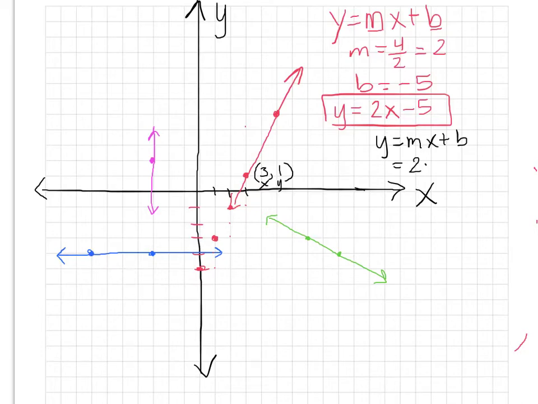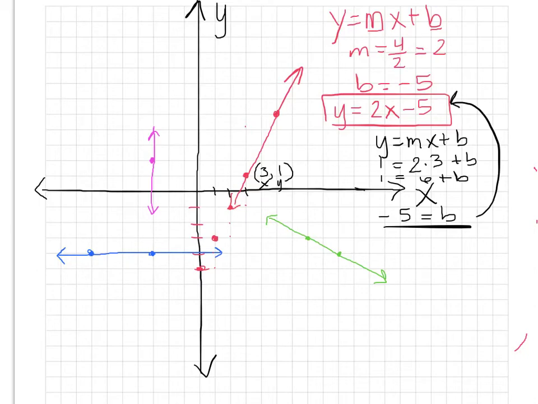So I'm going to plug my 3 in for my x, and I'm going to plug in my 1 for my y, and say plus b. And now I can solve for b. 1 is equal to 6 plus b. And in order to get my b alone, I have to add a -6 to both sides, so I get a -5 is equal to b. And so I actually solved for the same value that we plugged in up here already. We just did it in 2 different ways.